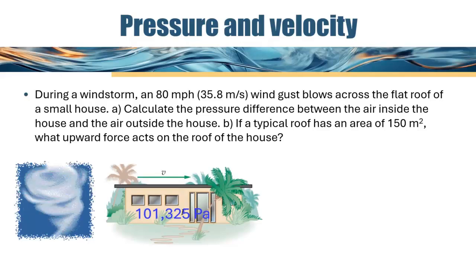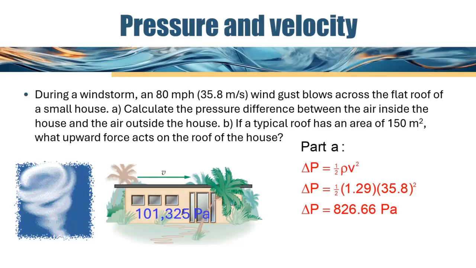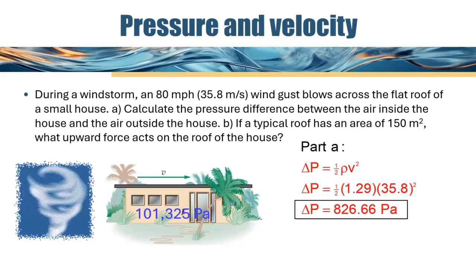So I'm looking for that pressure difference. How much is it going to dip? And we can use Bernoulli's equation to answer that. So the change in pressure is going to be equal to 1/2 rho v squared. Rho is the density of the fluid, and this fluid is air, and the density of air is 1.29. The velocity of the air is 35.8, then squared. So we get a pressure difference of 826.66 pascals. That's how much the pressure is going to change.